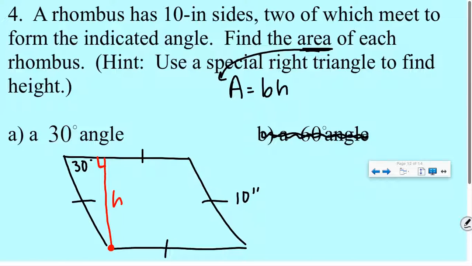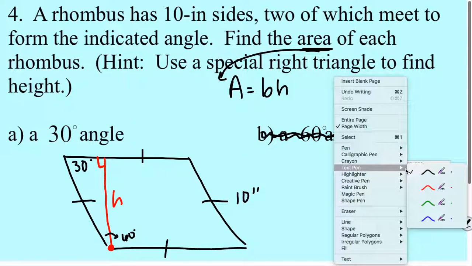So my little triangle that we created, this angle by the rhombus was 30. The height made 90. The height and the rhombus over here down here make a what degree angle? 60. 30, 60, 90. Triangle sum theorem, they all have to add up to 180.